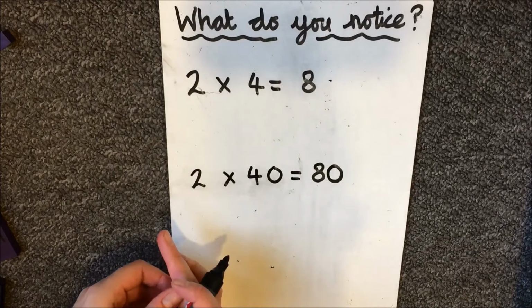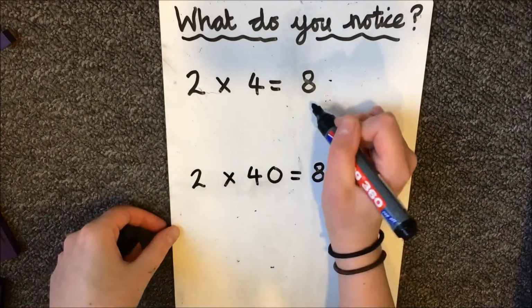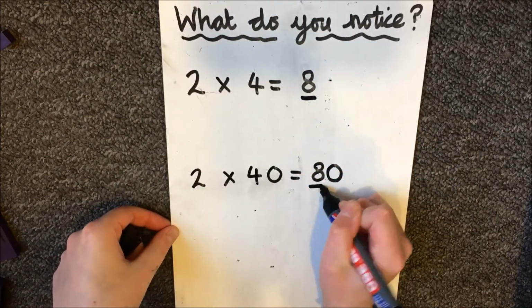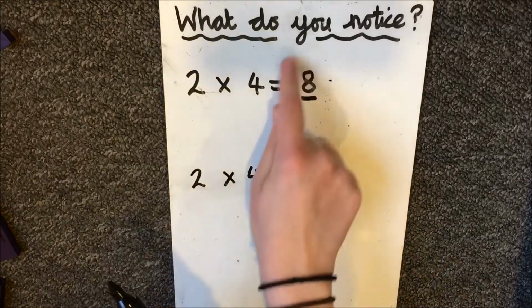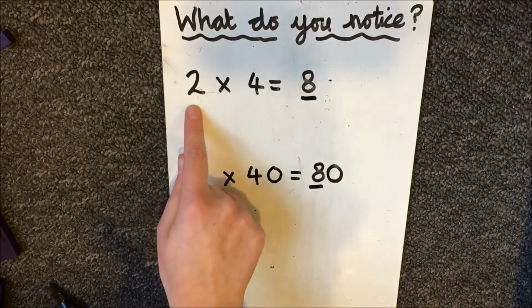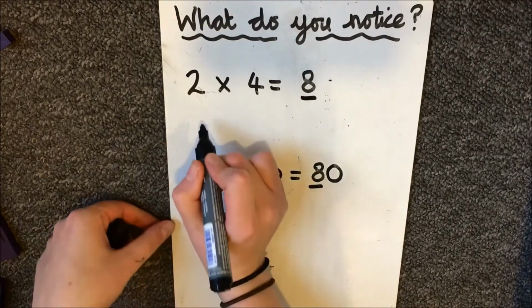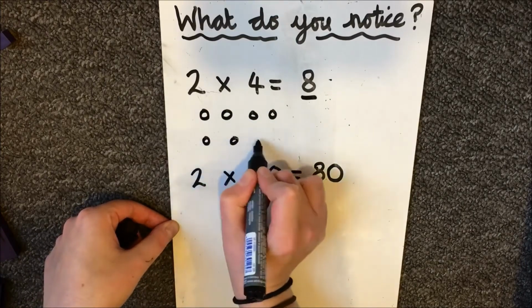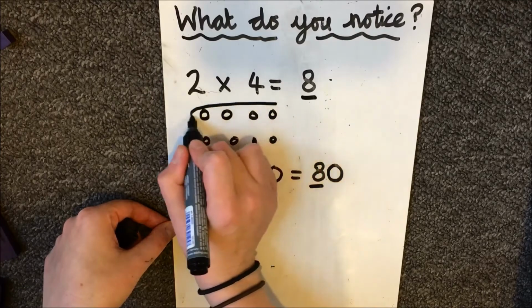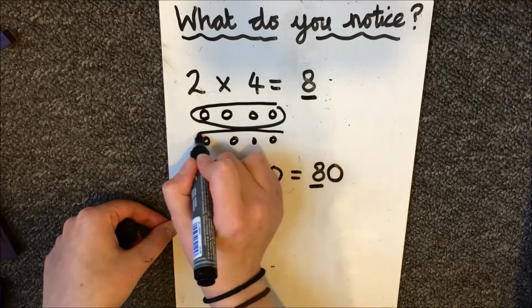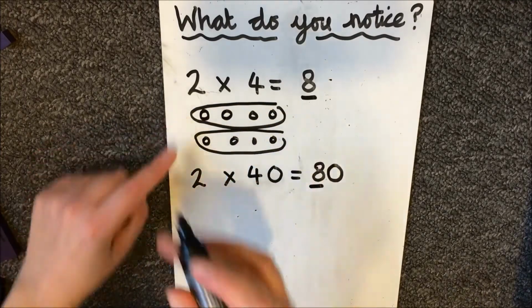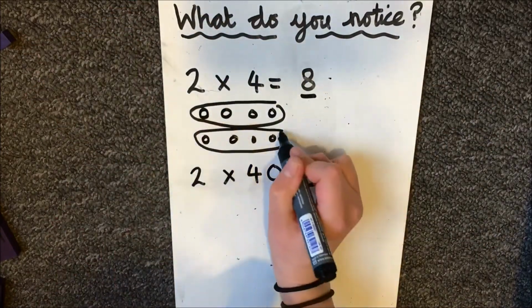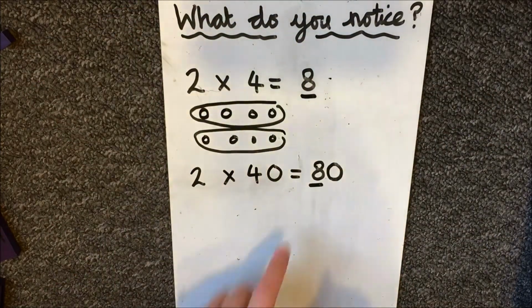What's the same? That's right, we've got 8 here and 8 here, except this would mean 8 ones because we've got 2 times 4 ones. So we've got 1, 2, 3, 4, 2, 3, 4. 2 times 4 ones. 2 lines of 4 ones is the same as 8. What happens here? Does it mean the same?